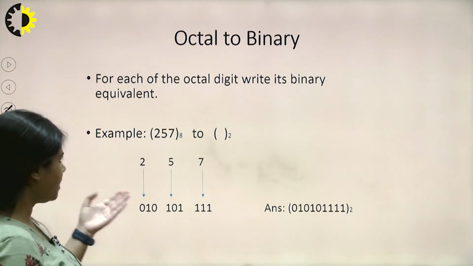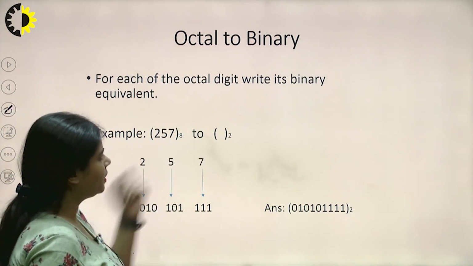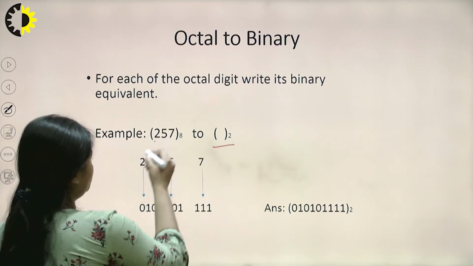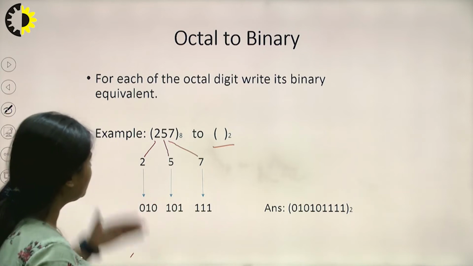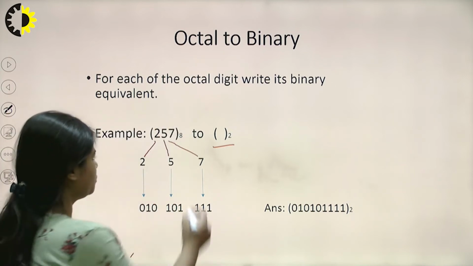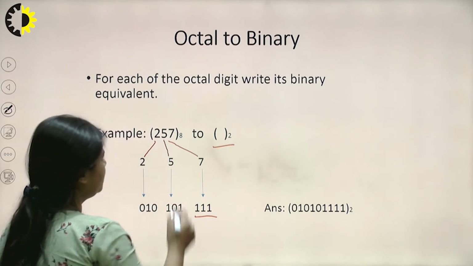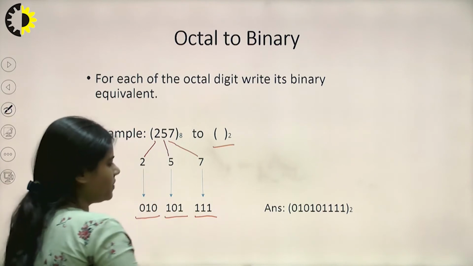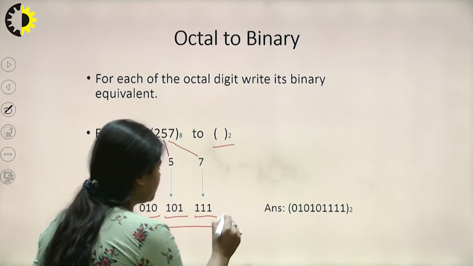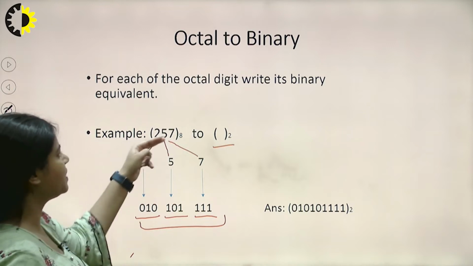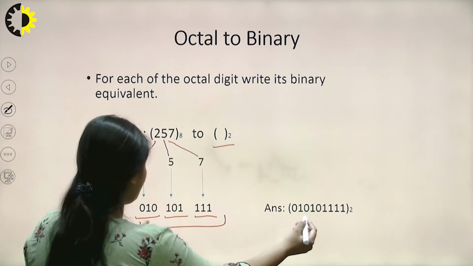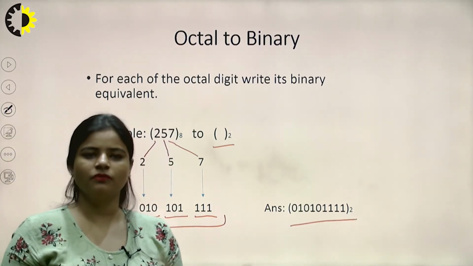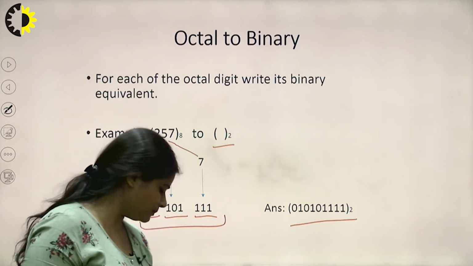Whenever we have 257 base 8 to convert into binary, how will we do that? We will separate 2, 5 and 7 and convert each single digit into binary. So 7 in binary is 111, 5 is 101, 2 is 010, and we combine all these digits to represent our binary number. So we have 010, 101, 111 as the binary. This is our output for octal to binary conversion.